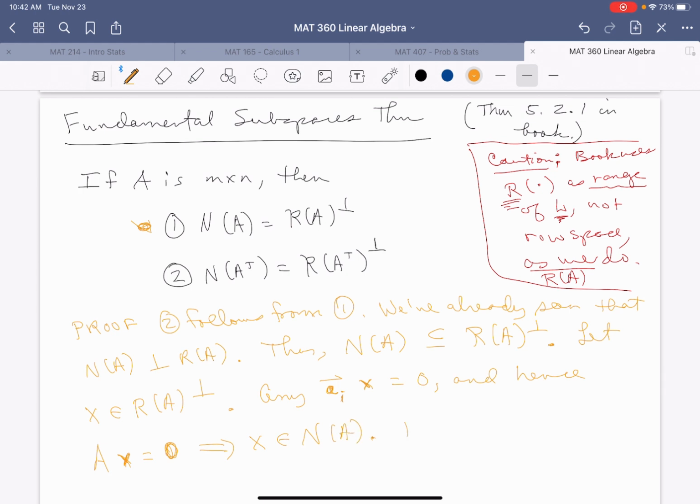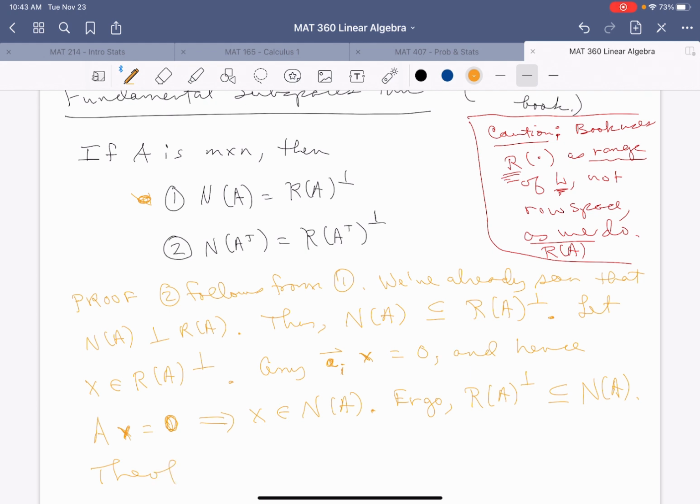And that's pretty much it. So thus, oh, have I said thus yet? Yeah, okay, well, how about ergo? There's one I don't use much. Ergo, we chose this x arbitrarily from the orthogonal complement of the row space, and we showed that x is an element of the null space, so that shows that the orthogonal complement of the row space is a subset of the null space, and therefore they are in fact equal.